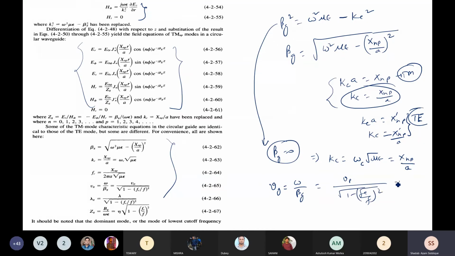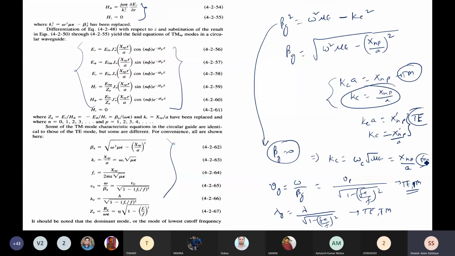That is similar for the TE and TM modes, both will be the same. Okay, vg will be the same. Similarly, lambda g can be written as lambda divided by the square root of 1 minus (fc by f) whole square, and that is also the same for TE and TM modes. But kc is different for TM and TE, so you should remember this.